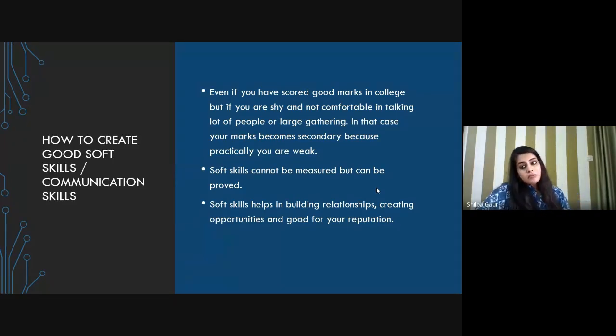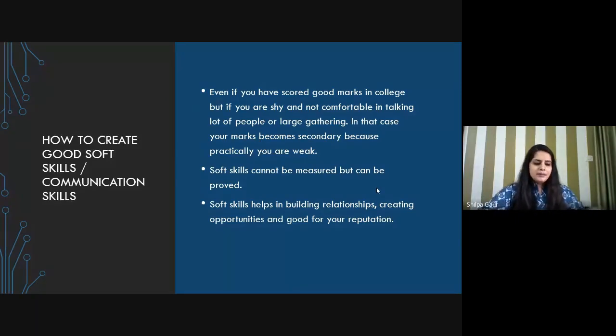Soft skills cannot be measured but can be proved, okay? You can prove that you are a good communicator. You can prove that you are a nice person. Your soft skills cannot be measured; your soft skills can be proved, okay? Soft skills help in building relationships, creating opportunity, and are good for your own reputation, right?